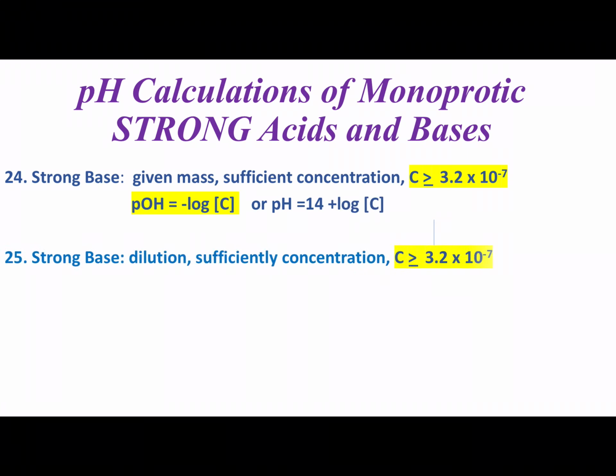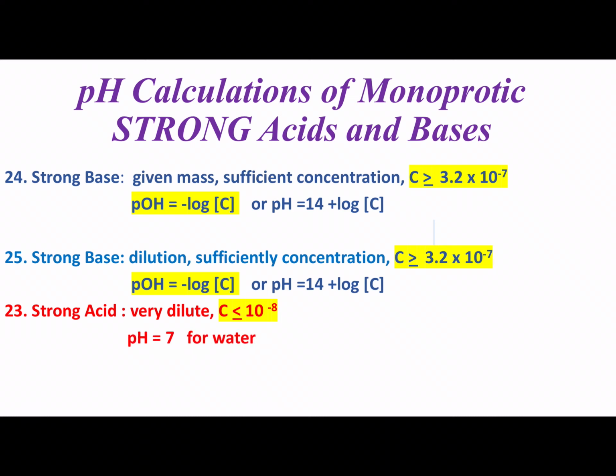And so we're just going to go ahead and solve number 24, 25, 23, and 31. And number 24 is a strong base, but they give you a mass. Number 25 is a strong base, but they do a dilution to it. Number 23 is a very dilute acid where its concentration is less than 10 to the minus 8. And number 31 is a very dilute base where the concentration is also less than 10 to the minus 8.